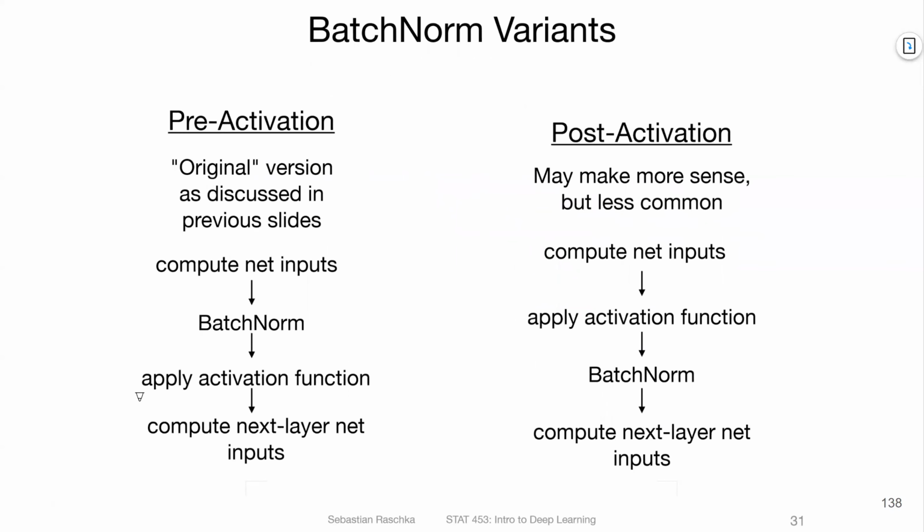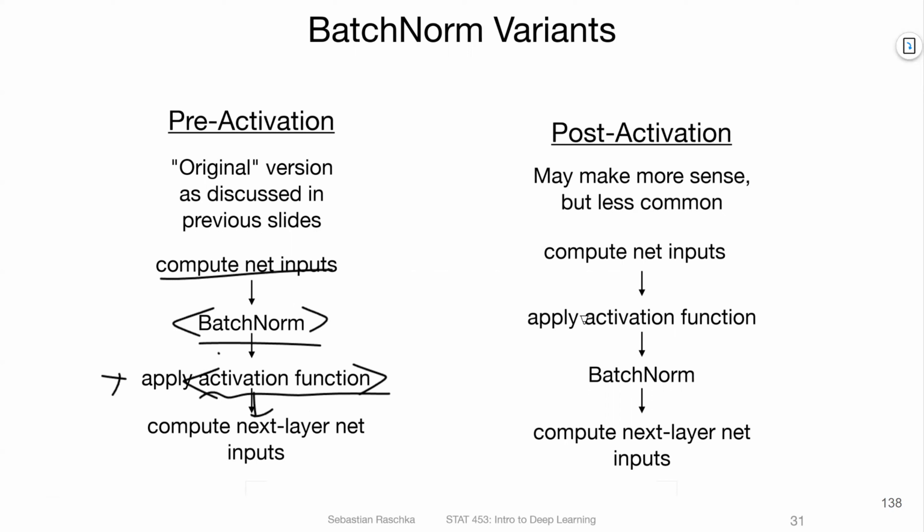Okay, and there are variants of batch norm. In our example, we computed the net inputs and then applied batch norm. Then we used our activation function. And this becomes the next input for the next layer. And in this case, the activation function follows after the batch norm.